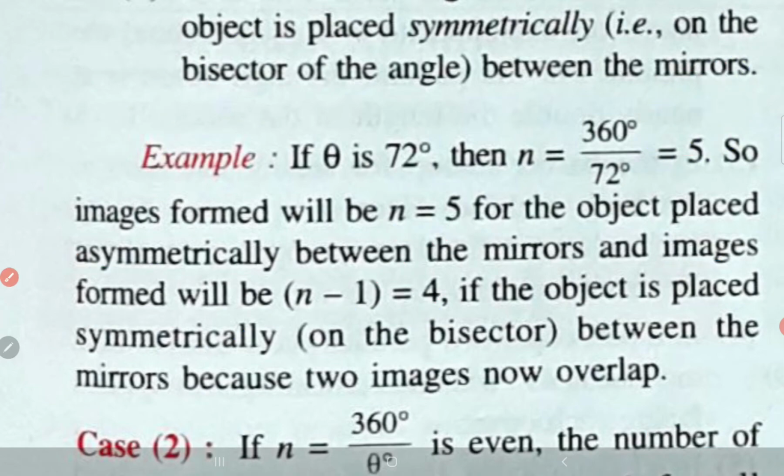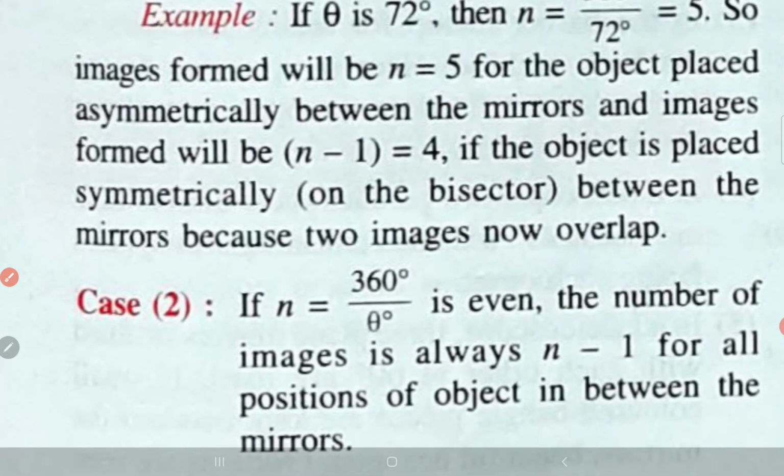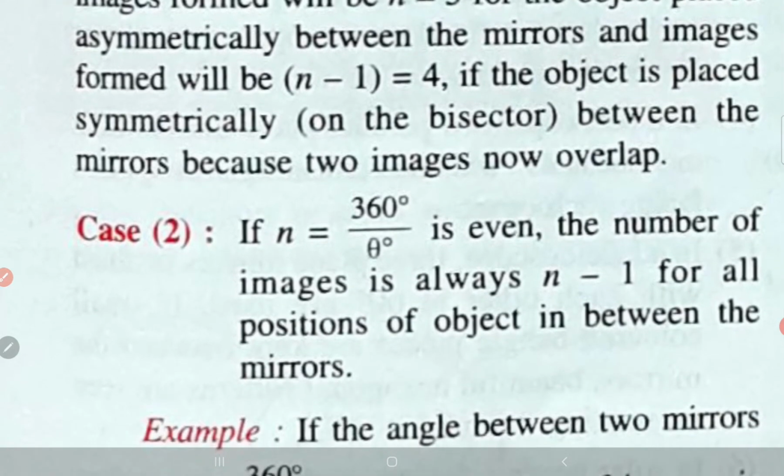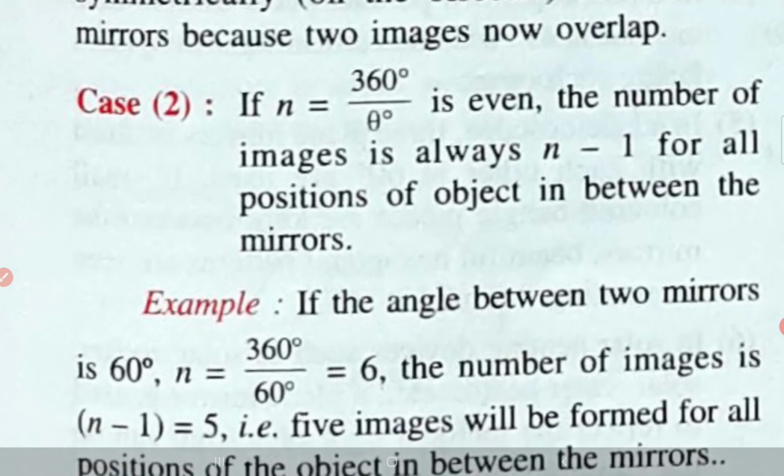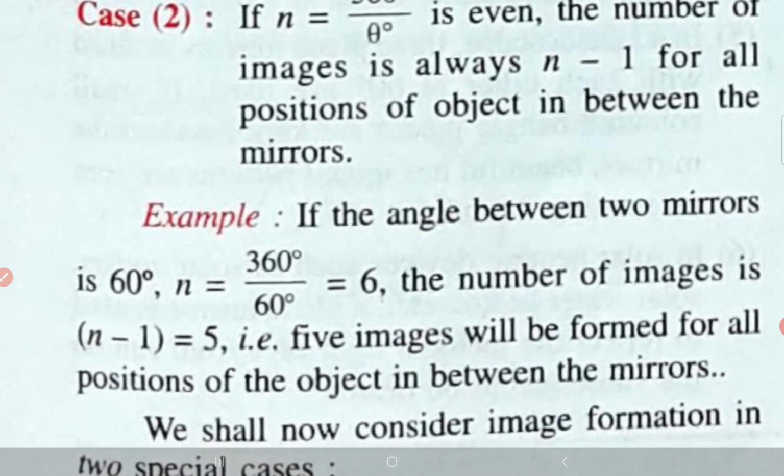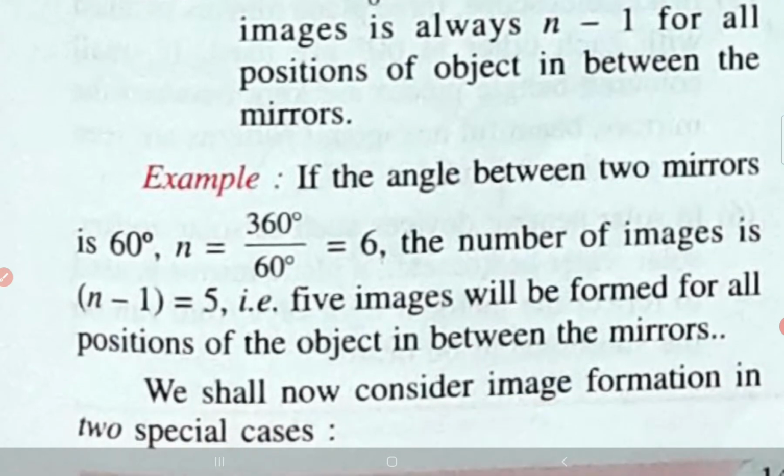But now if n equals 360 upon theta is even, the number of images is always n minus 1. It will never be n for any position of the object, either symmetric or asymmetric. So if the angle between the two mirrors is 60 degrees, then my answer comes to 6, which is even. Then the number of images will be 5, whether you place it symmetrically or asymmetrically.